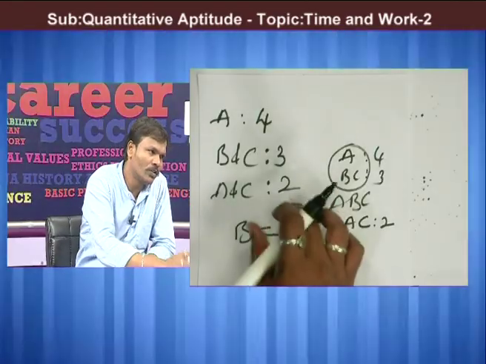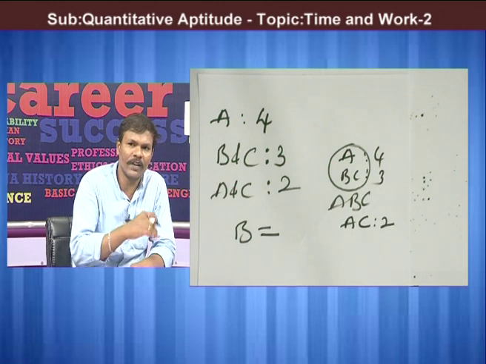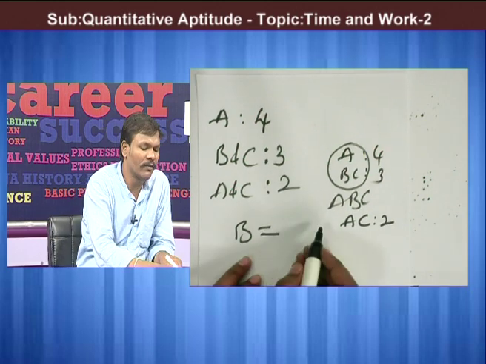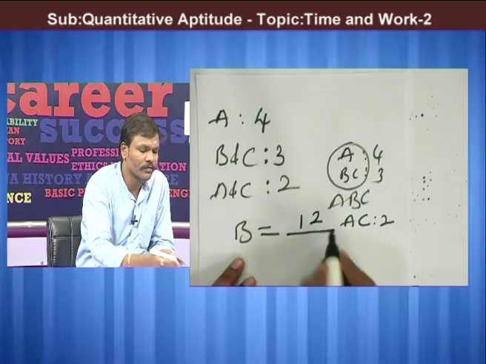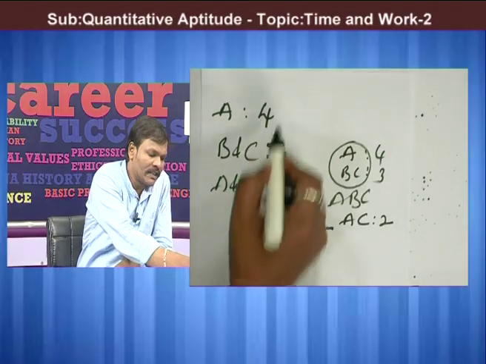We have the values 4, 3, 2, 3. When we have these values, we apply the LCM. What is the LCM, 12? Simple. A, B and C all together.